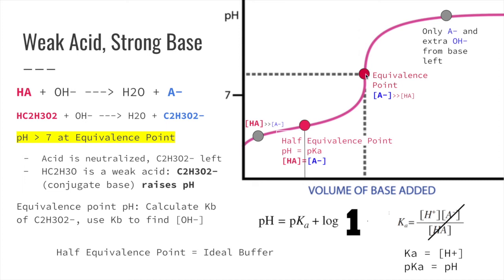At the equivalence point, pretty much only conjugate base is left. The conjugate base of a weak acid has basic properties and it raises the pH, so the pH is actually greater than 7. To find the H+ concentration for the pH, use the Kb equation of the weak conjugate base and plug stuff in. To find the pH at any other point in time on the titration curve, you can plug into the Ka the appropriate concentrations.